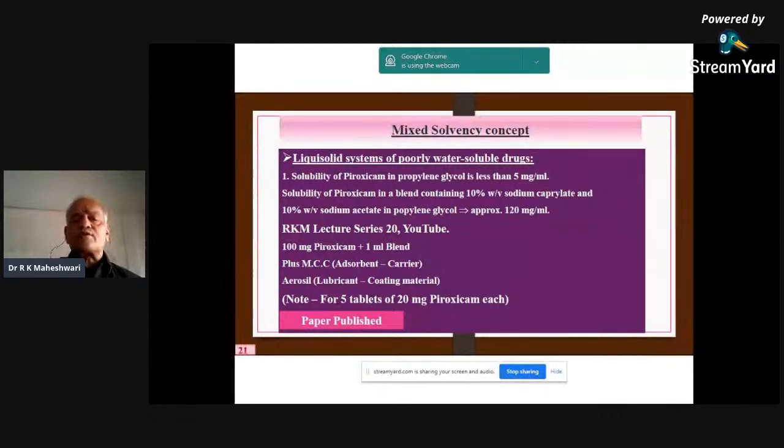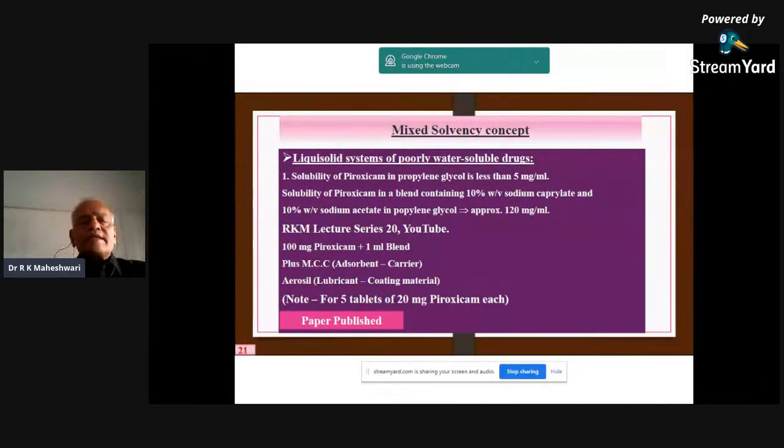What happens in this way, by solubility enhancement, you can reduce the volume of the solution required for 20 milligram of the drug, and then after adding adsorbent you can prepare tablets and capsules, etc. Please see RKM lecture series 20. This is of course given: 100 milligram piroxicam plus 1 ml blend, plus microcrystalline cellulose adsorbent, and Aerosil was used as a lubricant, for 5 tablets of 20 milligram piroxicam each.